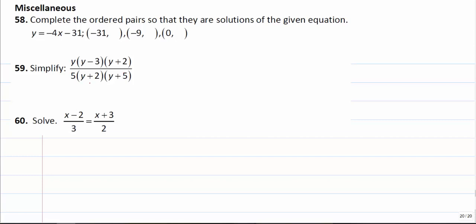Okay, first thing I'm going to do is number 59. Those divide out, guys, and you're just left with y minus 3 over 5y plus 5. Don't overthink that.